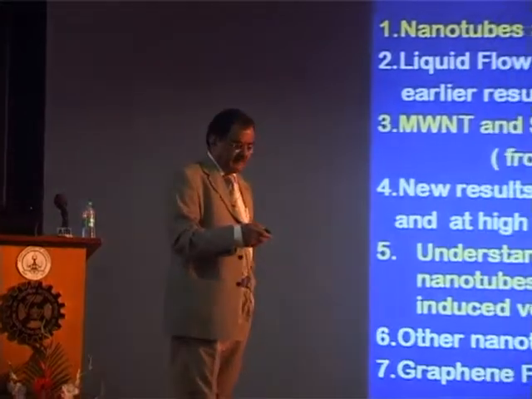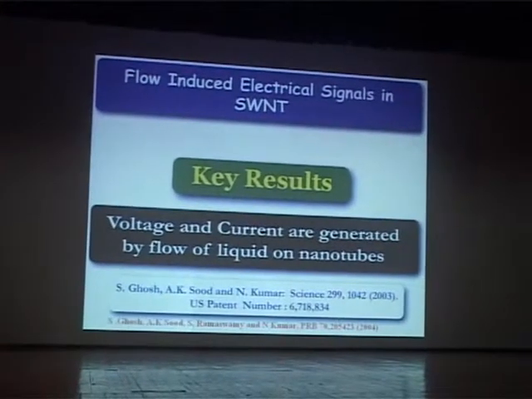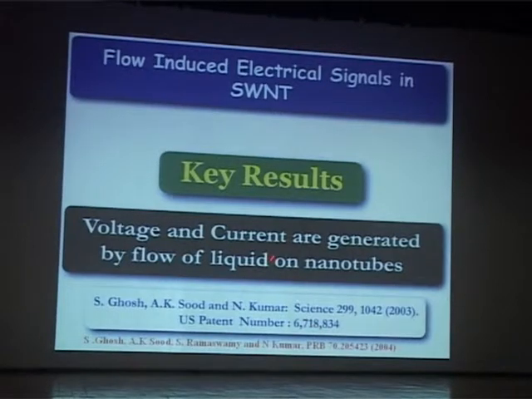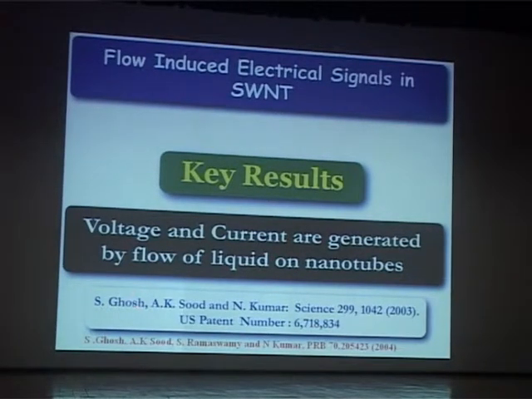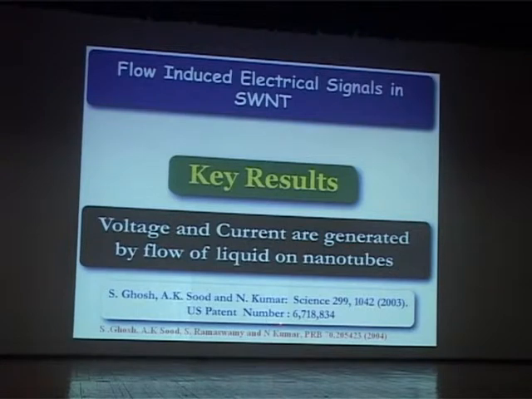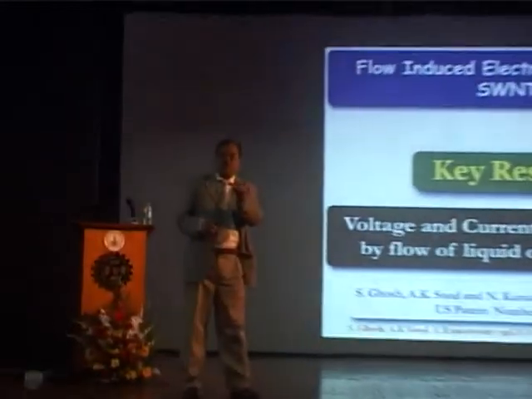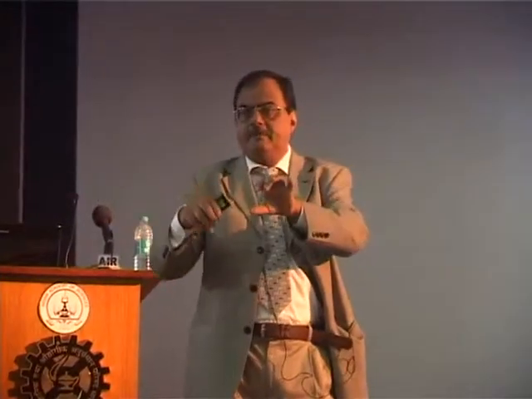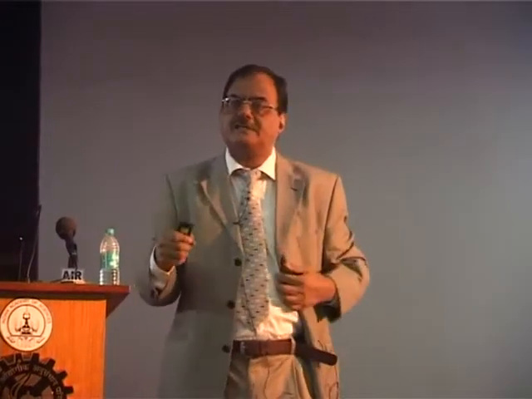So this is something I will tell you, and then briefly discuss some other nanotechnology platforms and graphene device if the time permits. So this result is rather 7 years old, which was done with Shankar Ghosh, who is in TIFR, and Professor N. Kumar, another past president of our academy. So here what we had shown was that if you take single wall carbon nanotubes and flow liquid over them, a variety of liquids, you can generate voltage and current. This is what we had shown long back.